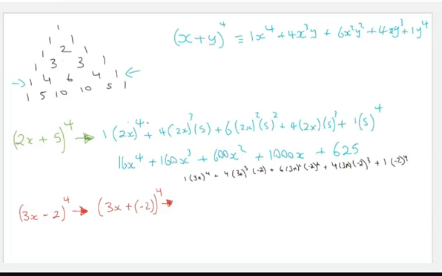So it's 4. And then simplifying it, this time it's going to have a mixture of pluses and minuses.